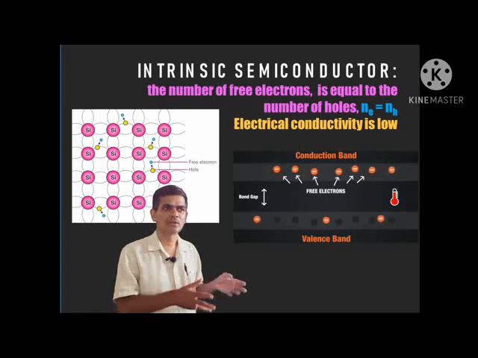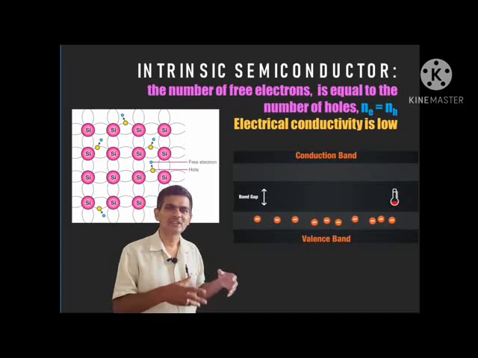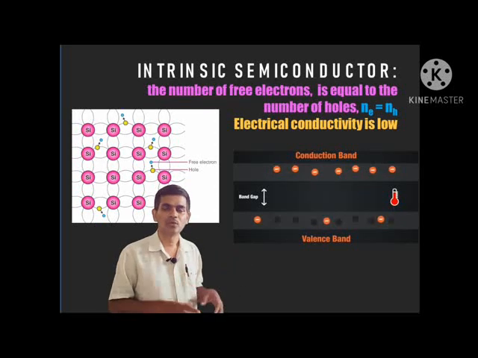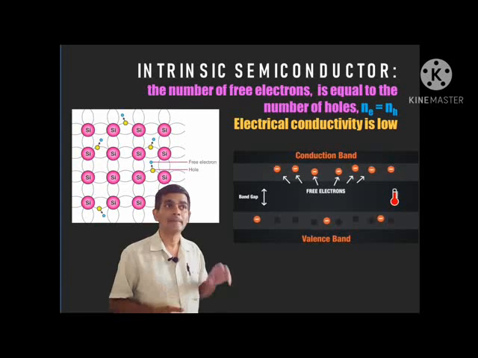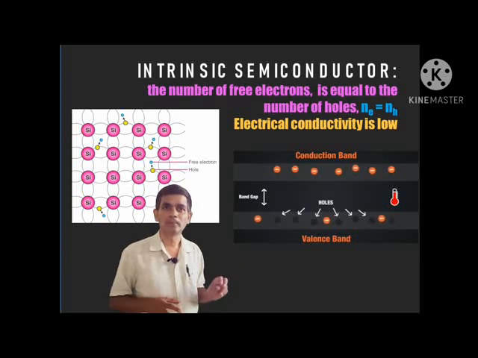There will be some number of holes created because of the breaking of covalent bonds, and as a result a few electrons are available in the conduction band and a few holes are available in the valence band. But remember, in an intrinsic semiconductor, the number of electrons is always equal to the number of holes.